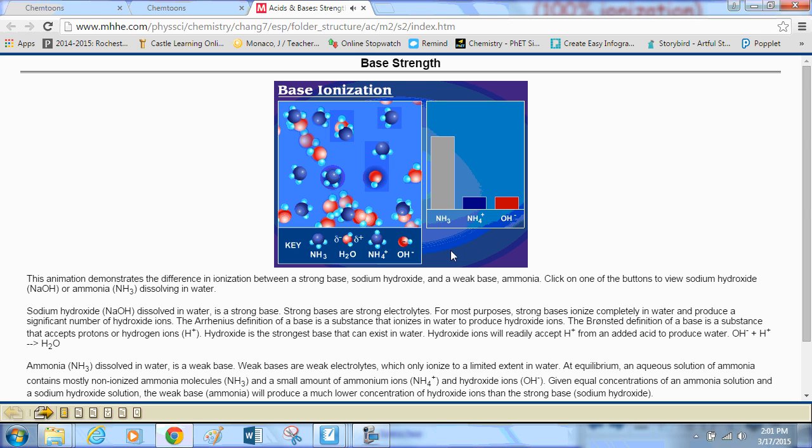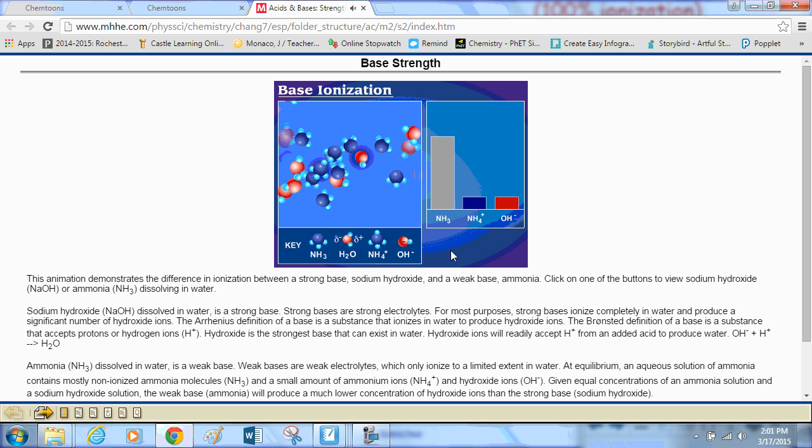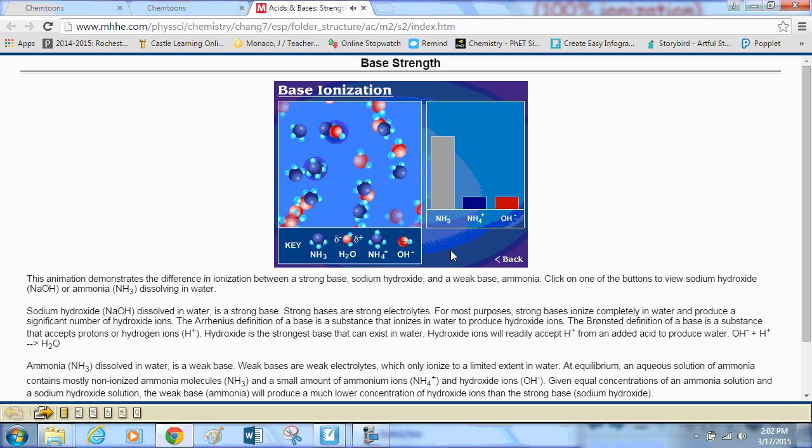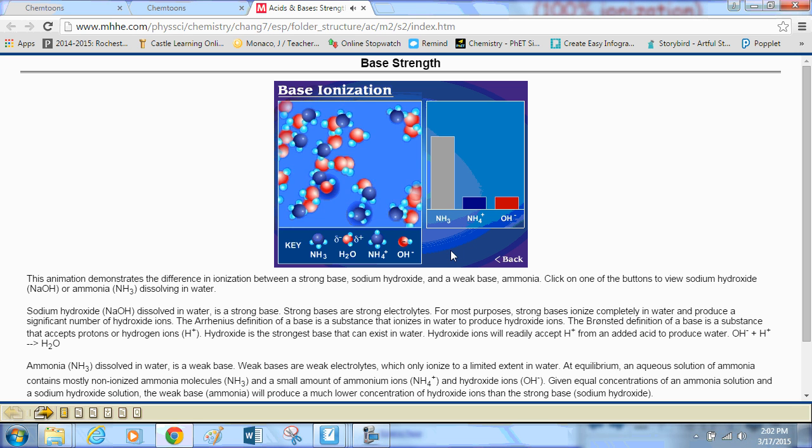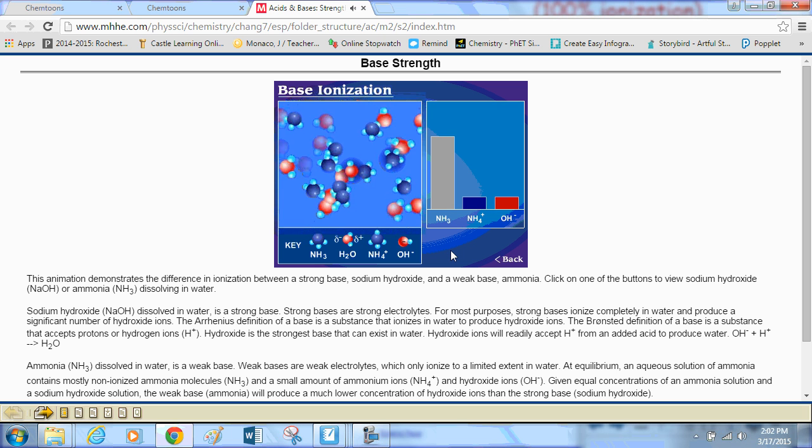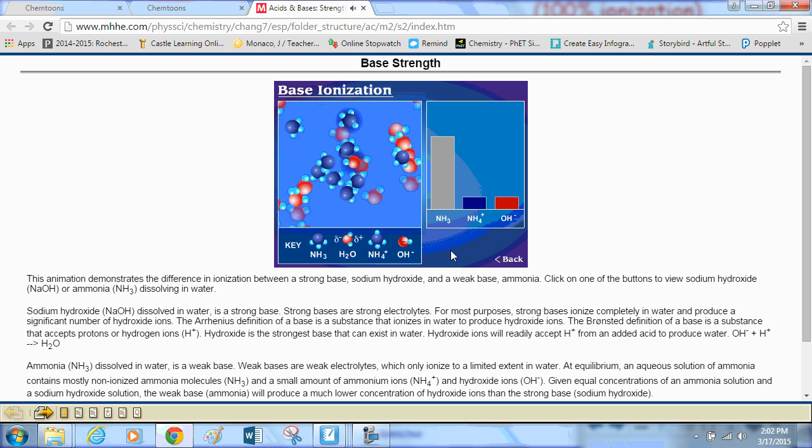Now, the thing you got to notice in this simulation here is that not all of the NH3s are doing this. Many are doing nothing. They're just chilling out in the water as NH3. Some of them are able to steal that proton away from water, and as a result, make the solution basic. So here we go. They're highlighted, those ones there. But most of the ammonia is kind of doing nothing, which is why it's a weak base.